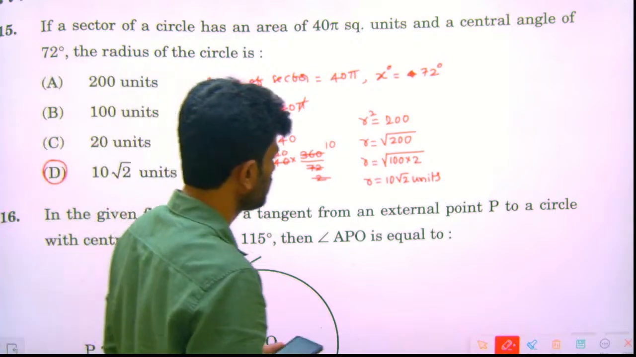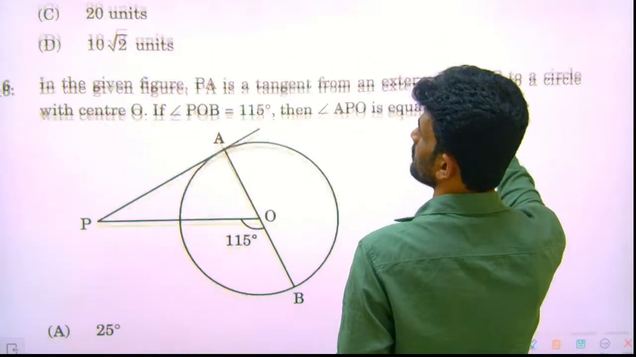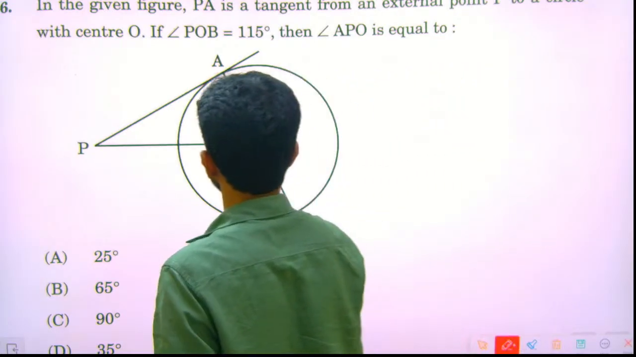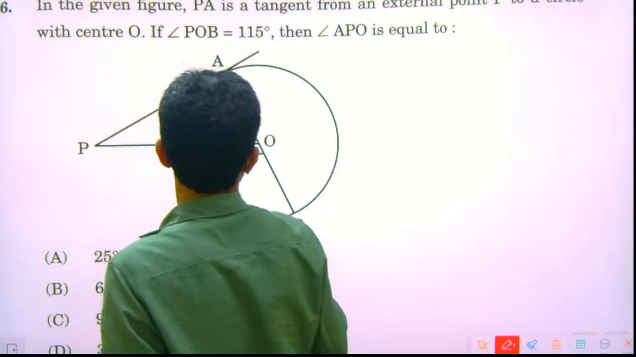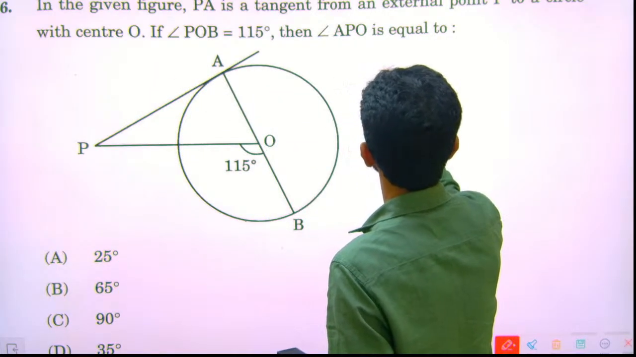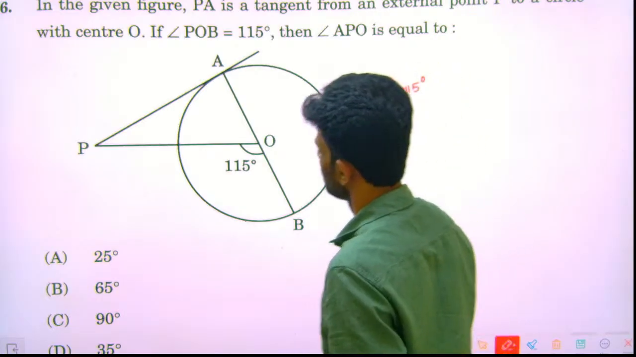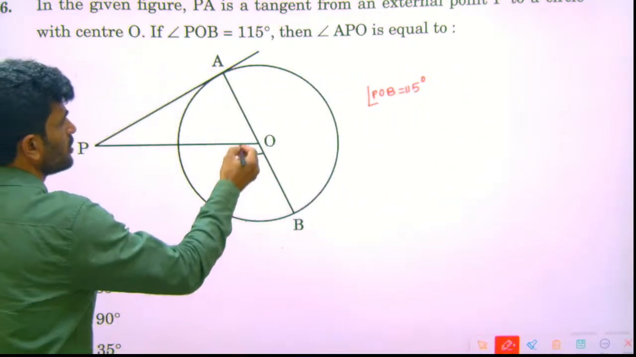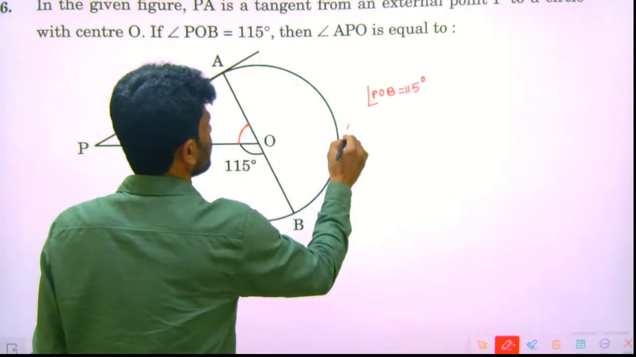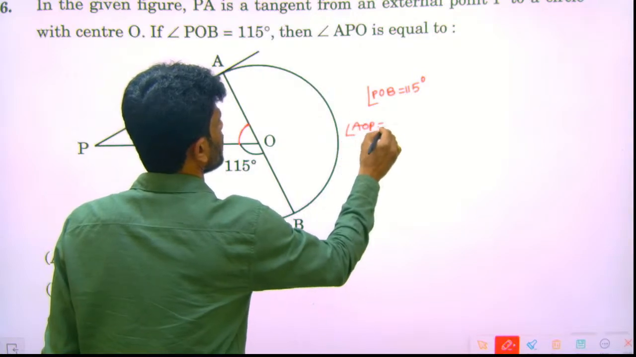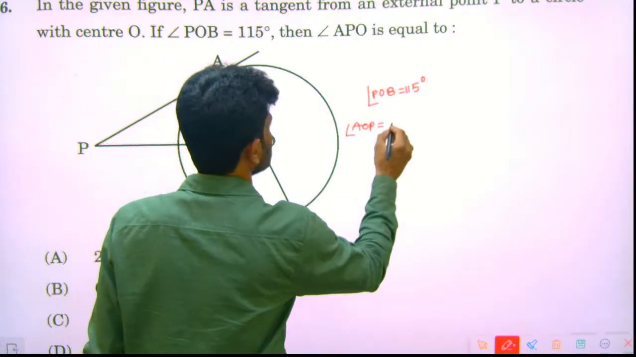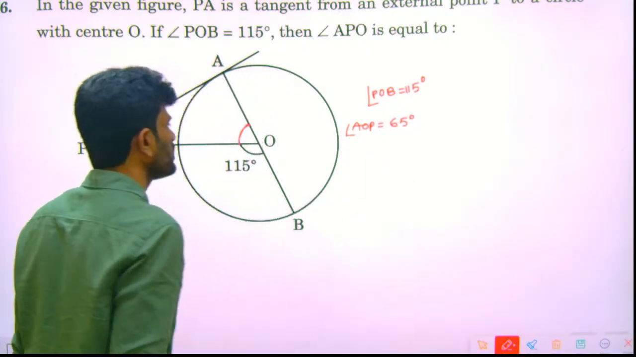Now question number 16. In question number 16, we know angle POB is equal to 115 degrees. You know angle AOP is what? Because they both are a linear pair of angles, therefore angle AOP is equal to 180 minus 115. 180 minus 115 is 65 degrees. Angle AOP is 65 degrees.